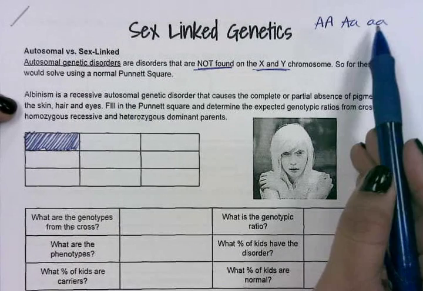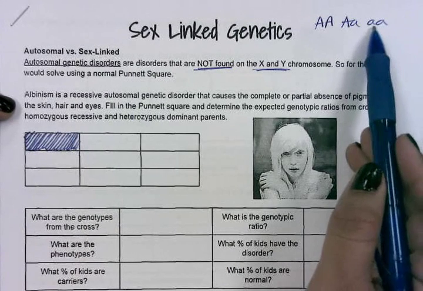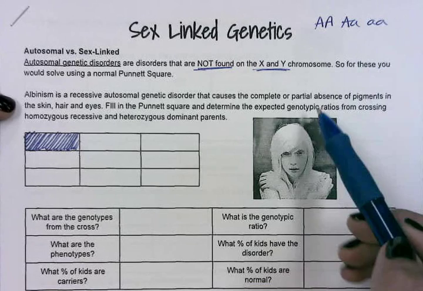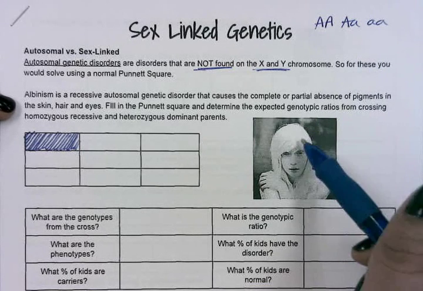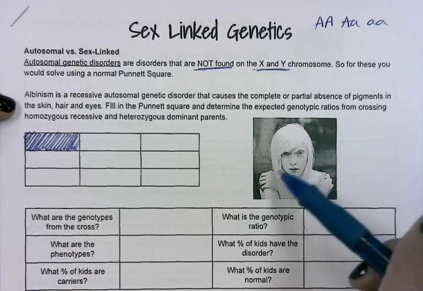So you'll only see it if it's in this state. It's where there's a complete absence of pigments in the skin, hair, and eyes. So that's where you have really pale skin, white hair, and red eyes.